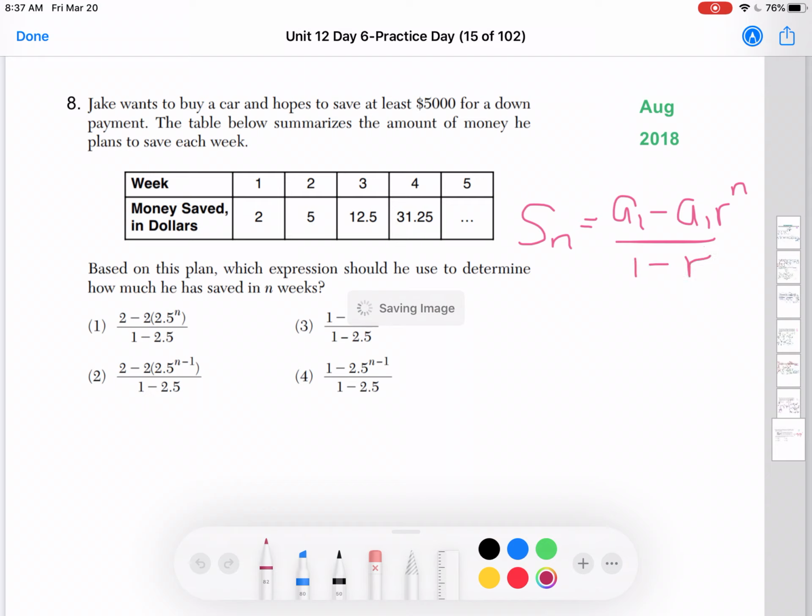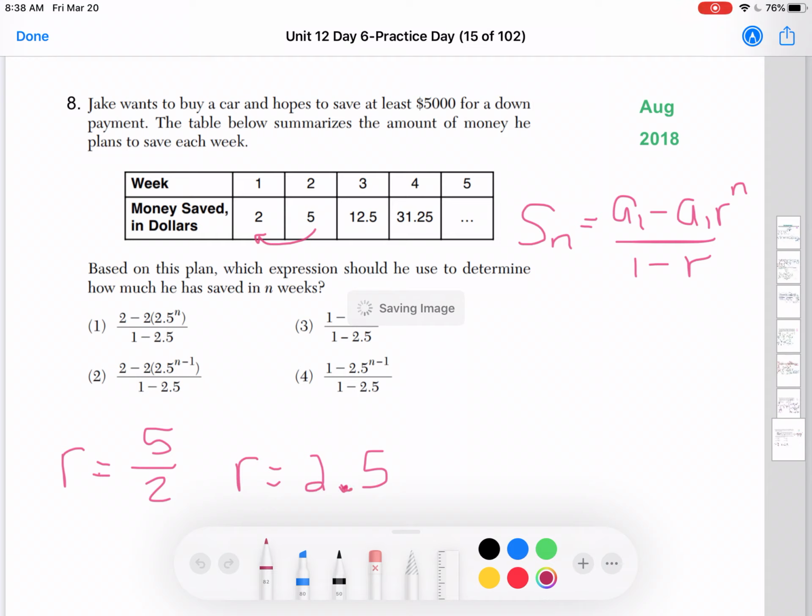And then let's plug in our own values, and then we'll see which answer matches. All right, so week 1 he has 2, week 2 he has 5, week 3 he has 12.5, and so on. So this does seem to look like it's geometric, and also all 4 choices are in the form of geometric. So let's find the common ratio. Be careful, you're using 5 and 2, going backwards. So second divided by first. So my common ratio is 2.5.